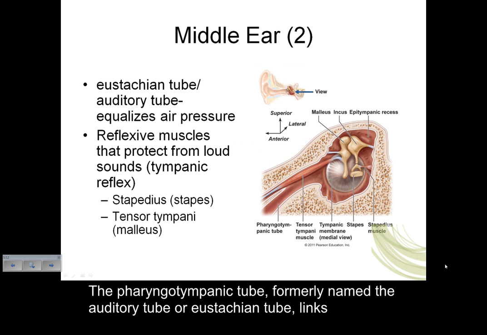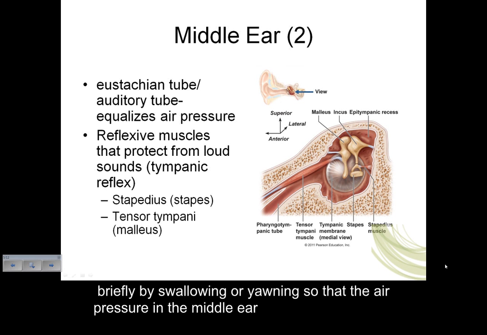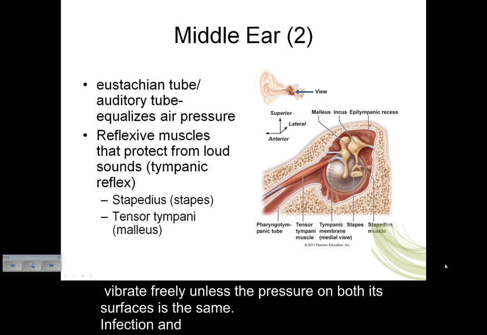The pharyngotympanic tube, formerly named the auditory tube or eustachian tube, links the middle ear to the pharynx. This normally flattened and closed tube can be opened briefly by swallowing or yawning so that the air pressure in the middle ear equalizes with the outside air pressure. This is important because the eardrum does not vibrate freely unless the pressure on both its surfaces is the same.